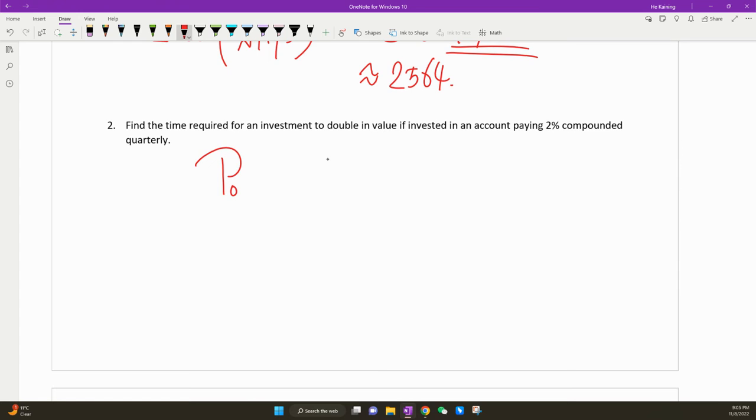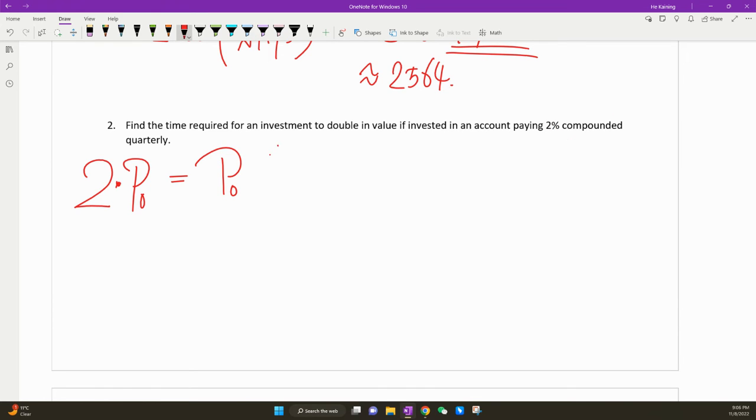So P naught is what we start with, P0, and I want to double it. That means on the left side of my equation, I have double P0, 2 times the P0. Okay, and then let me finish the other side. It says compound quarterly. How many quarters in a year? Okay, there are 4 of them.